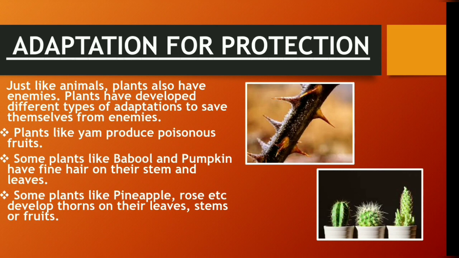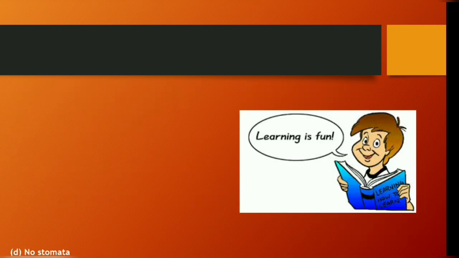Some plants like pineapple, rose, etc. develop thorns on their stems, just like you can see in the pictures. These plants, pineapple and rose, develop these thorns so that nobody could touch them. Okay, so these were the protections in the plants. Now we will start the book exercise.